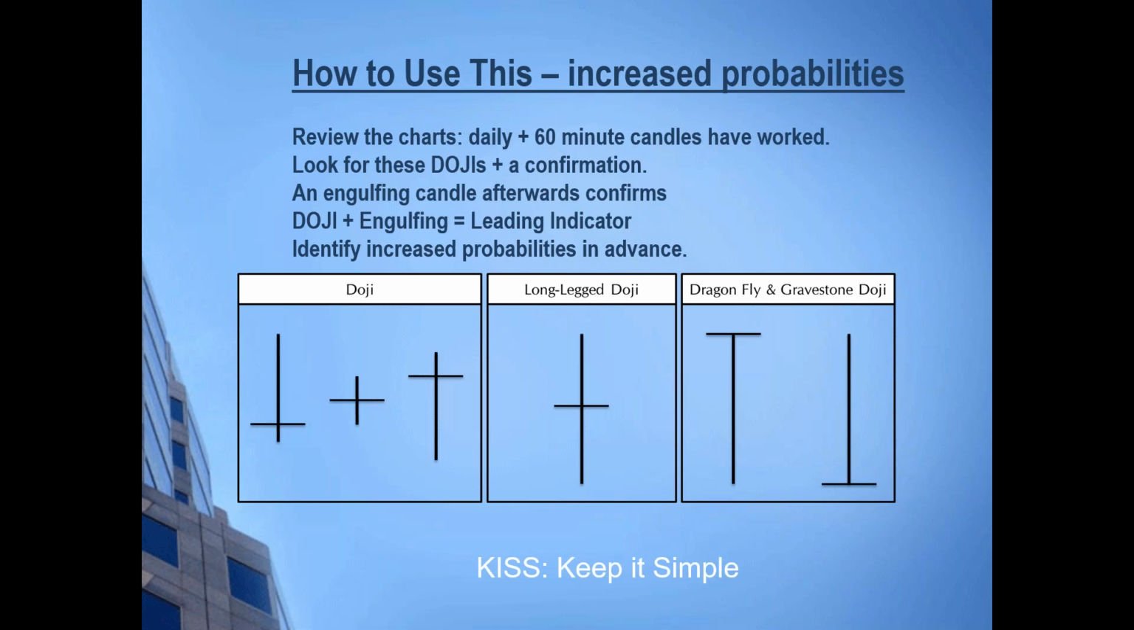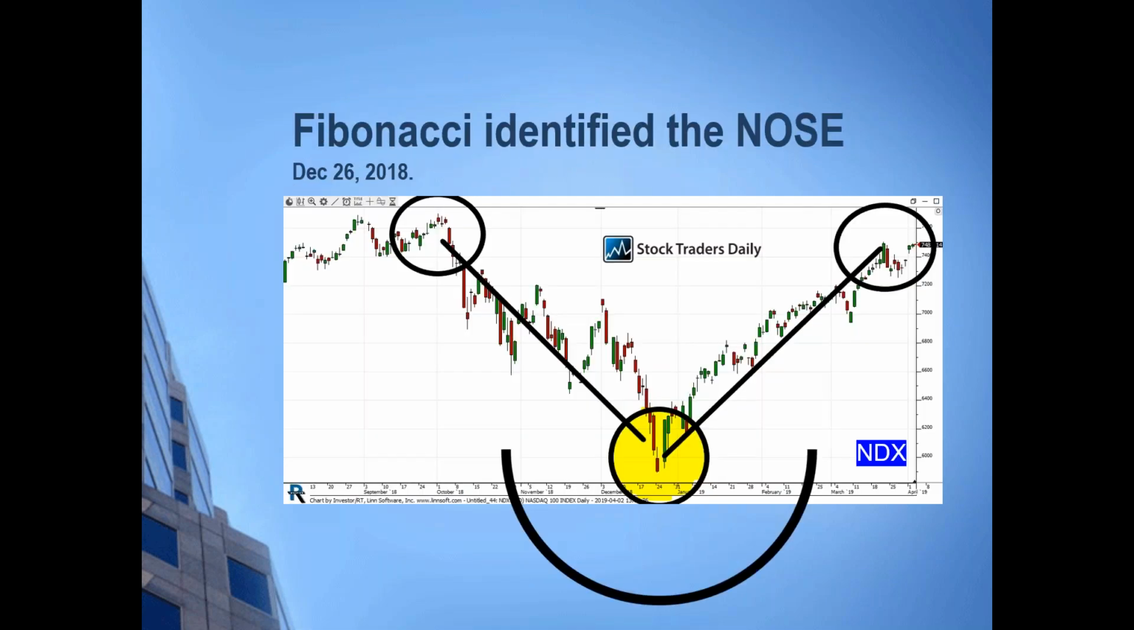So in order to use them, we have to identify them. And in order to identify them, we have to just open our charts and watch. And I suggest doing it on a daily, using daily candles and using 60-minute candles. Those are what I referenced in this presentation so far, using the longer term and the shorter term, respectively. And that doji pattern helped us identify the beginning of this down move, and that was fantastic.